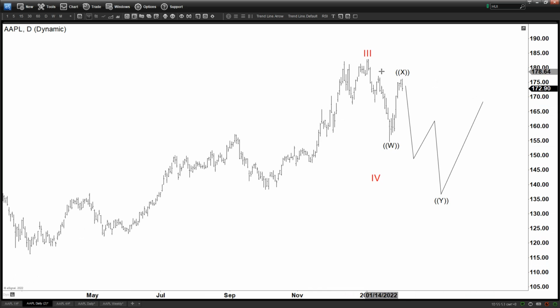Probability wise, usually it will be a smaller probability to happen. That is the reason. So in this alternate scenario here, remember we need to break above here to confirm, to validate that this is truly the end of the correction. This is truly wave 4.